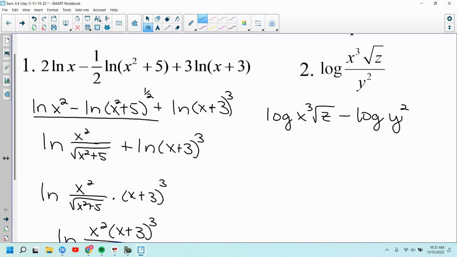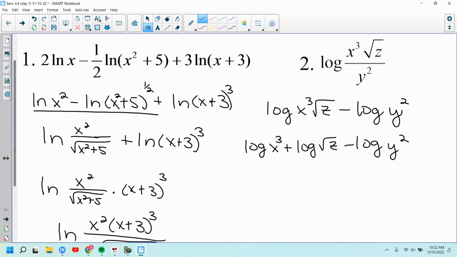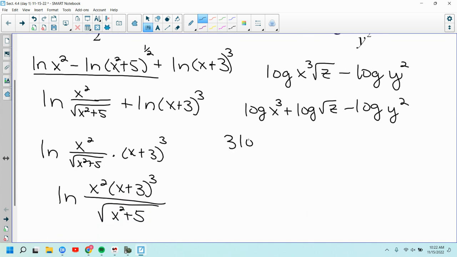Now, x cubed times square root of z. That is a product. Split that up to a plus. So log x cubed plus log square root of z minus log of y squared. All right, now we take the exponents, put them out in front. This becomes 3 log of x. Cannot leave square root of z. Square root is the same as what power? 1/2. So that will become 1/2 outside plus 1/2 log of z minus 2. That's a 2 there. Log of y. Okay, 2 log of y.